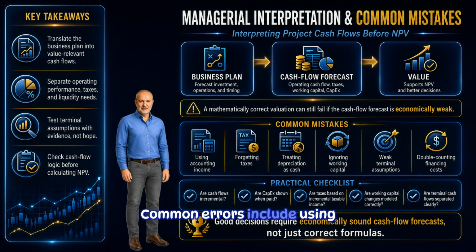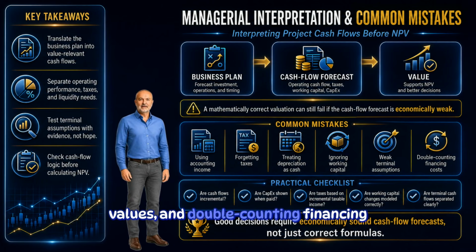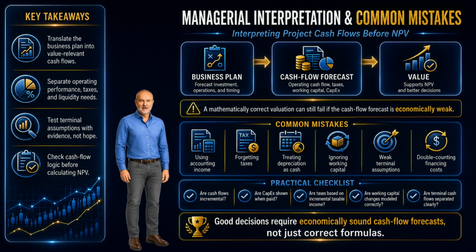Common errors include using accounting income instead of cash flow, forgetting taxes, treating depreciation as a cash outflow, ignoring working capital, assuming full working capital recovery without support, misstating salvage tax effects, mixing real and nominal values, and double counting financing costs. Before calculating NPV, ask a practical checklist of questions.